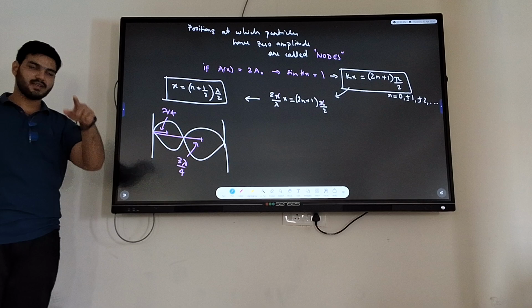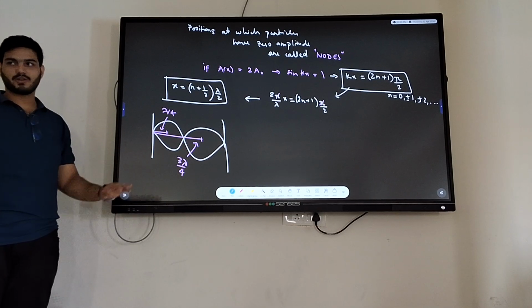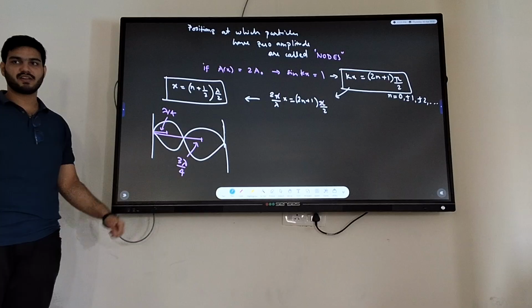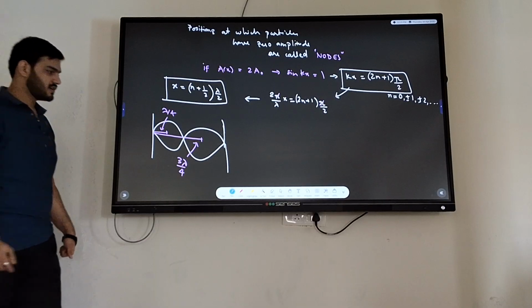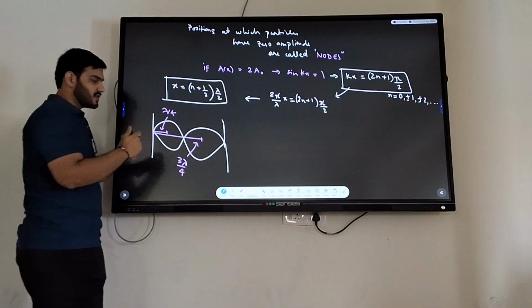You could equally write 3 lobes, 4 lobes, and all of them. We will talk about this. We'll have a separate discussion on normal modes later. But ये समझा क्या चल रहा है?